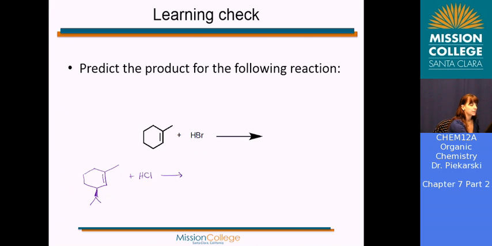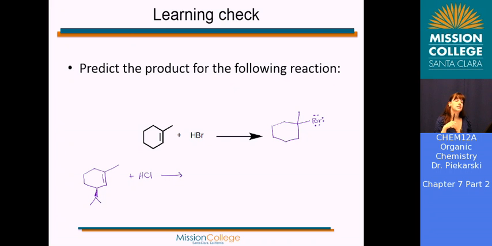Okay. So we have the double bond reacting with this here, and we know that halogen is going to go on the more substituted carbon. So you should have had the bromine here. So hopefully you got that as your product.